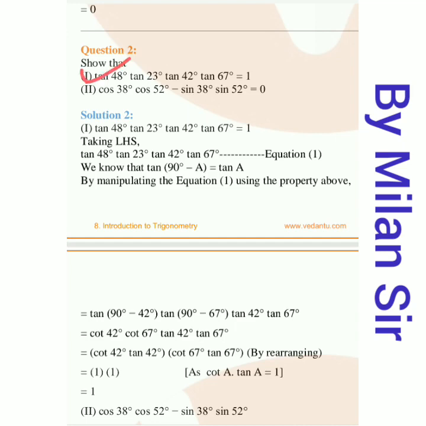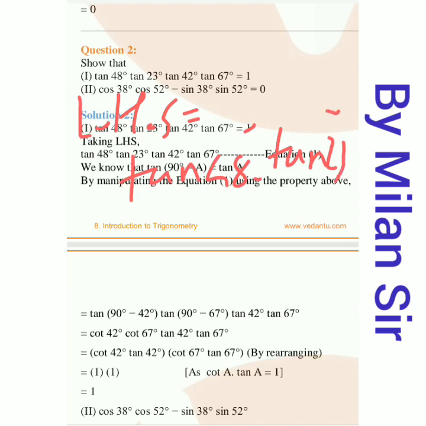Okay, left hand side, it is tan 48 into tan 23 into tan 42 into tan 67. We do not need to write all this, we directly write like this. Directly answer, LHS is equals to tan 48 into tan 23 into tan 42 into tan 67, and after that directly we can start from here.